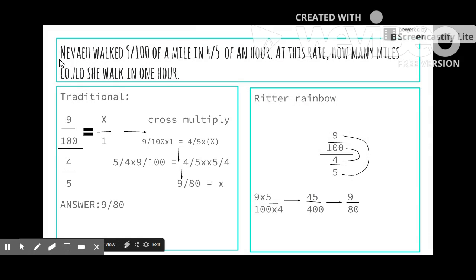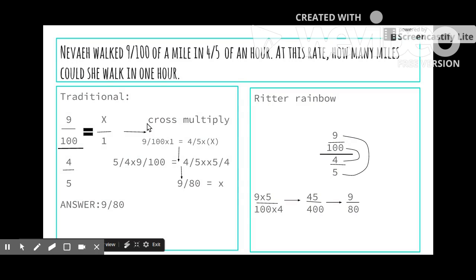The second problem is that Nevaeh walked 9/100 of a mile in 4/5 of an hour. At this rate, how many miles can she walk in 1 hour? We'll go through the traditional way, but remember, you can always divide the numerator by the denominator. We'll be using proportions like the last example. The proportion would be 9/100 over 4/5 is equal to x over 1.